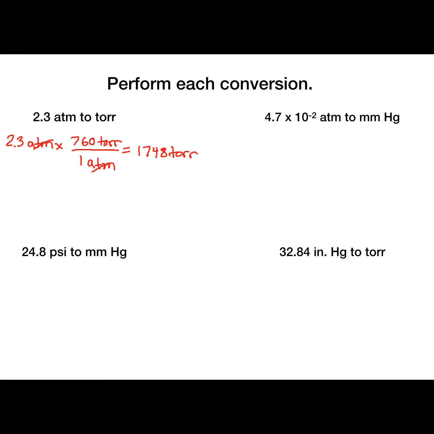Our next one is 4.7 times 10 to the negative second atmospheres to millimeters of mercury. So same thing, we start with what we're given and we use our conversion factors listed in our textbook. So let's start with what we're given. 4.7 times 10 to the negative second atmospheres times, now it tells us that 1 ATM is equal to 760 millimeters of mercury. So we have ATM at the bottom and then 760 millimeters of mercury at the top.